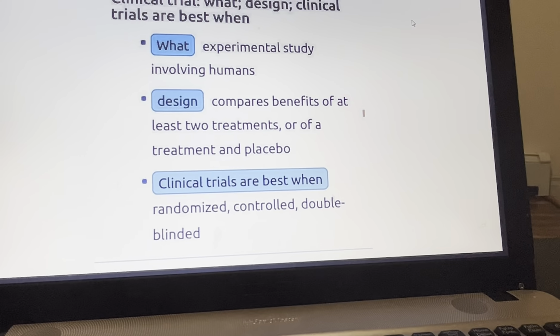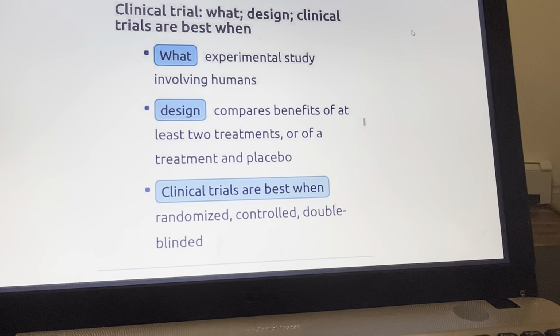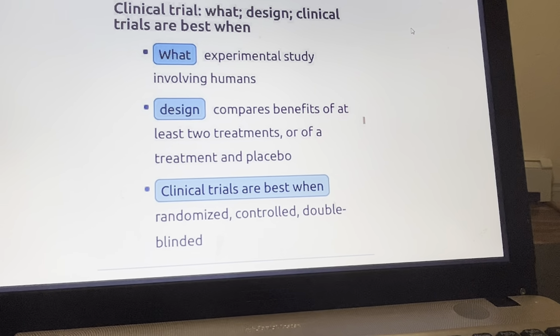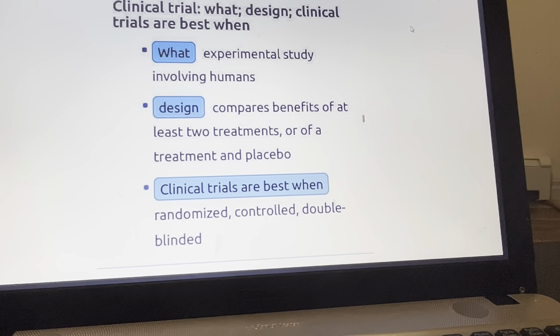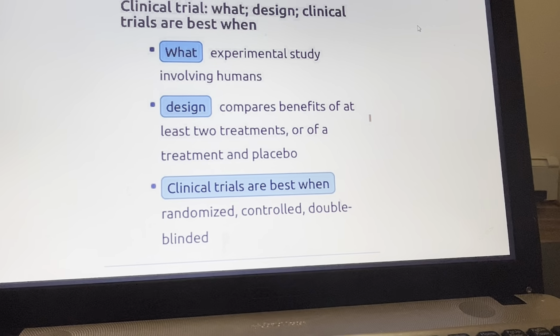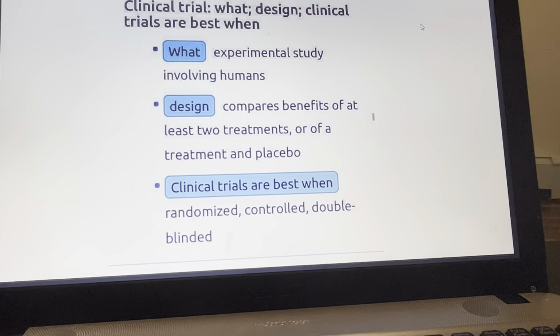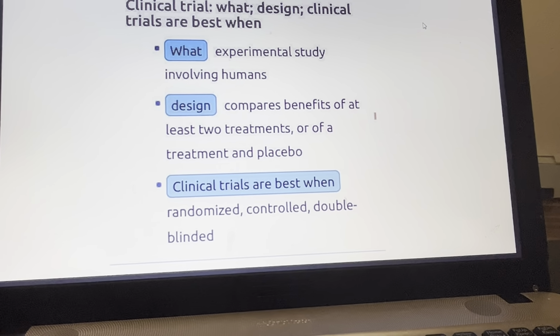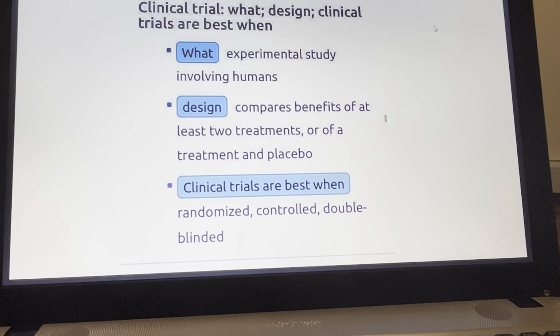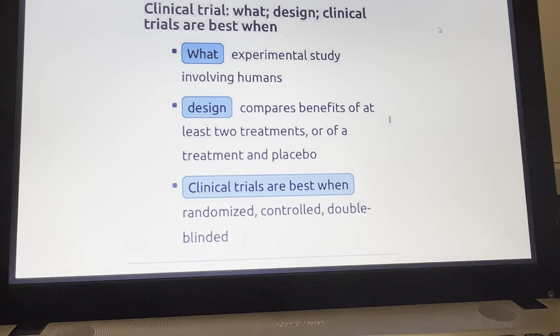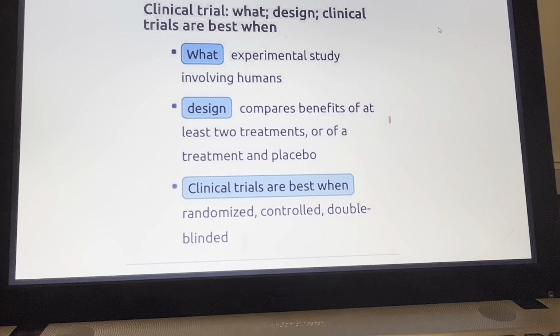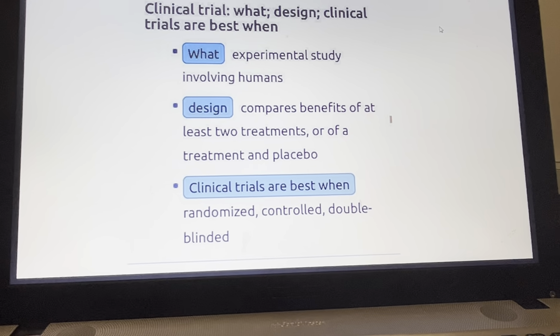Now we have the clinical trial. Which design is best for a clinical trial? A clinical trial is an experimental study involving humans, designed to compare the benefit of at least two treatments. Like one patient will receive the treatment, another one will receive a placebo. So clinical trials are best. This question can be asked in the exam: which study, which trial, will be best?